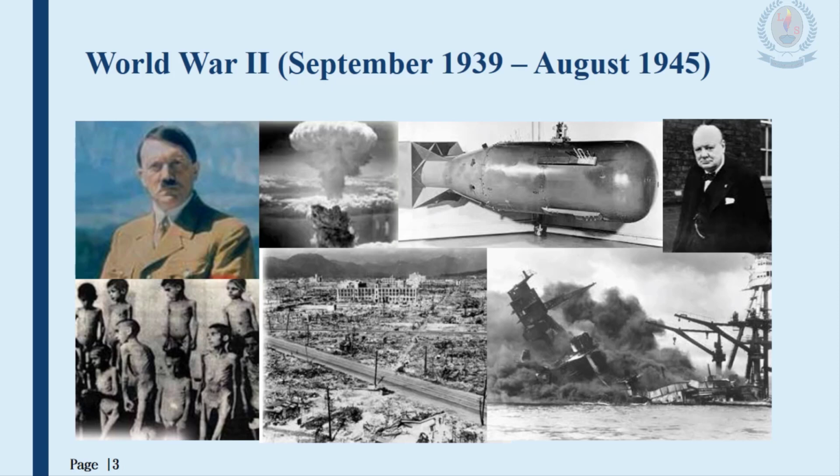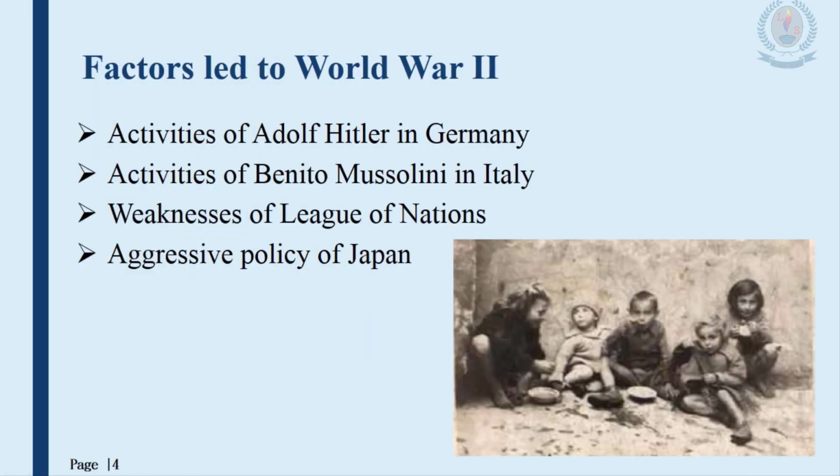My dear kids, there's nothing in this world that happens without a reason. So, at first, let's see the reasons that caused the Second World War. Here, I'm giving them in brief, and let's study them in detail then. Activities of Adolf Hitler in Germany, activities of Benito Mussolini in Italy, weaknesses of the League of Nations, and aggressive policy of Japan were the main factors which led to the Second World War.